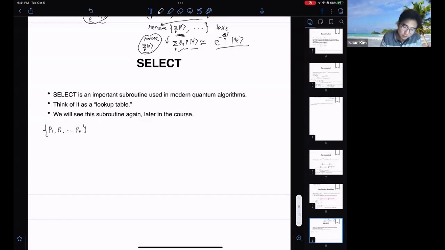And what it does is the following. I'm given a register which encodes this index. This is the index register. And I have a state psi. This is the quantum many-body state that I want to simulate. And I want to apply the select operation.